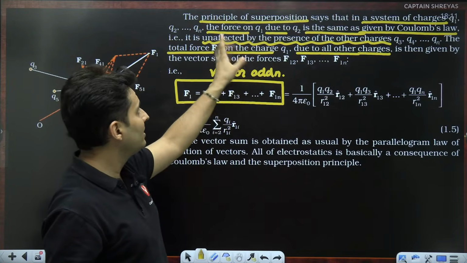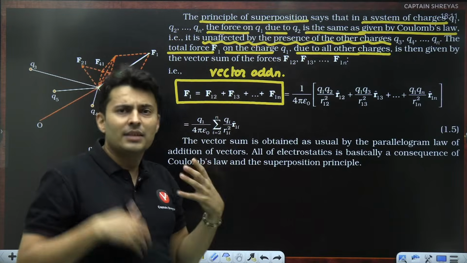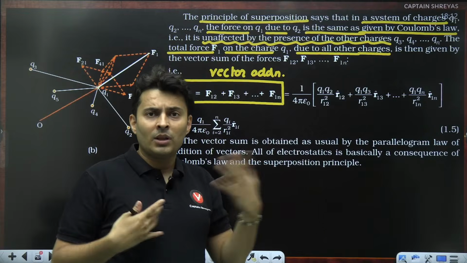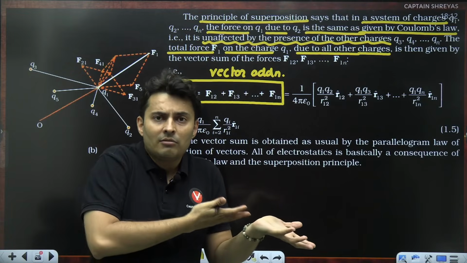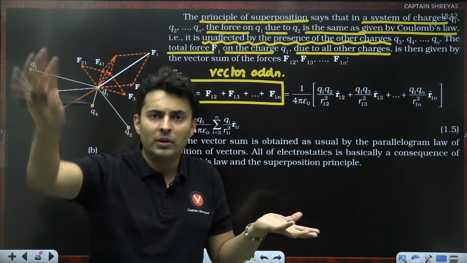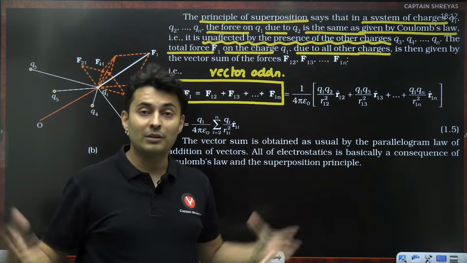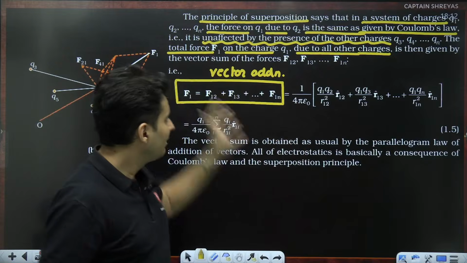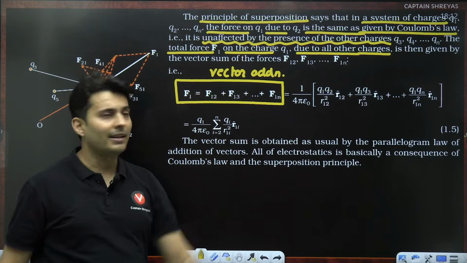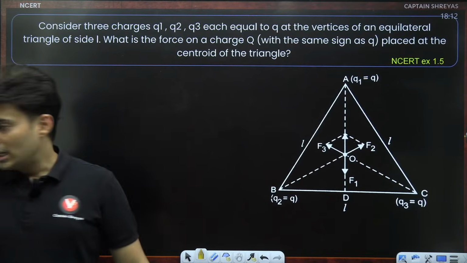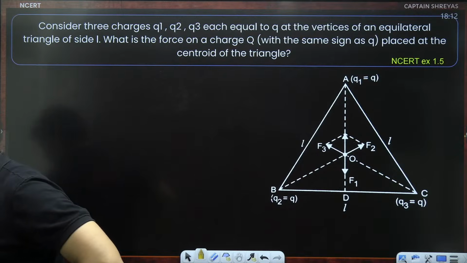So in a system of charges, the force on 1 due to 2 is the same whether other charges are there or not. The love towards Champa will be there, whether the other person is loving or not, I don't care. And in fact, Champa will experience the love from everyone. The force by all the charges together will be applied using vector addition. As simple as that. Okay. All right. Cool. Shall we do some questions?